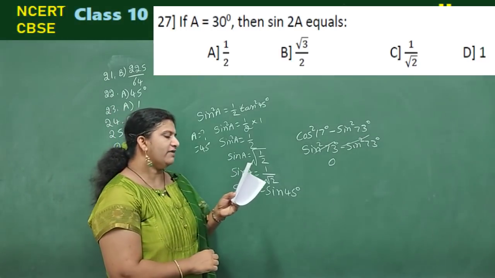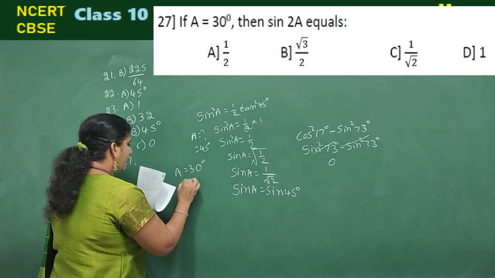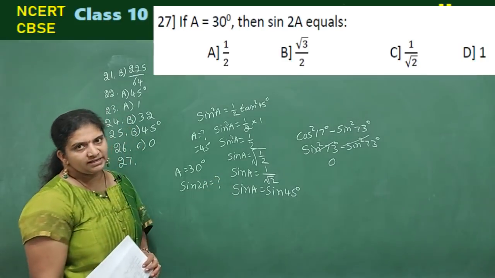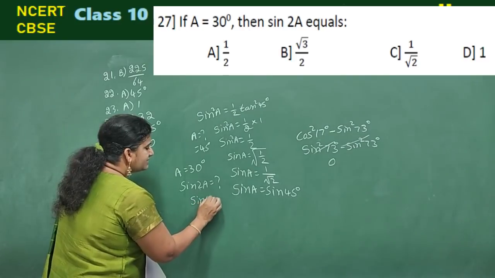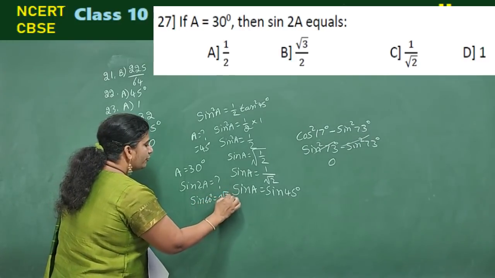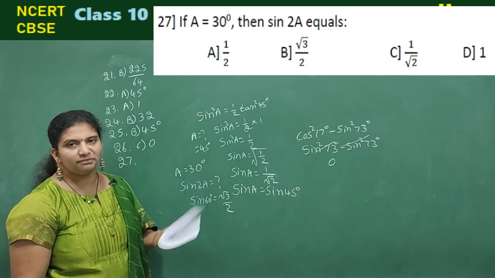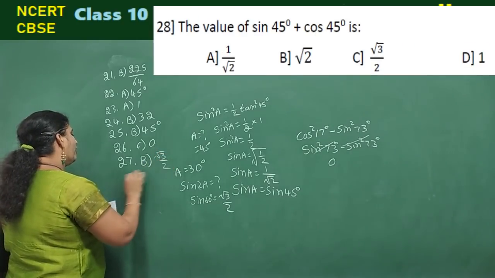27th one, if A is equal to 30 degree, then sine 2A is equal to, A is 30 degree, 30 into 2, 60 degree. Sine 60 degree value is root 3 by 2. That's it. Where is root 3 by 2 here? Option B, root 3 by 2. Very simple, these are all.